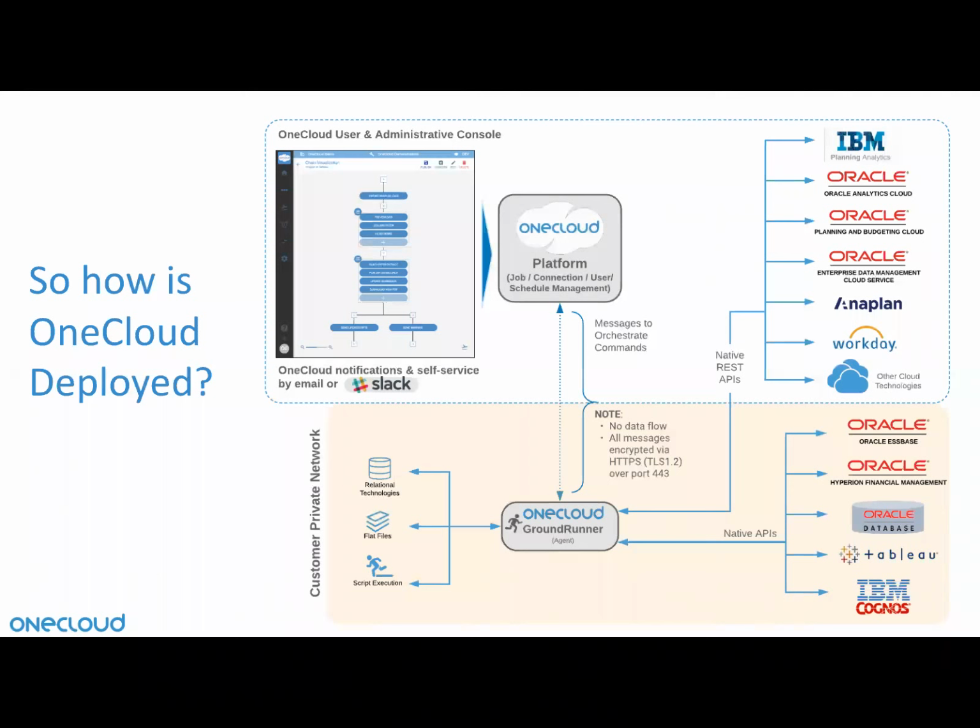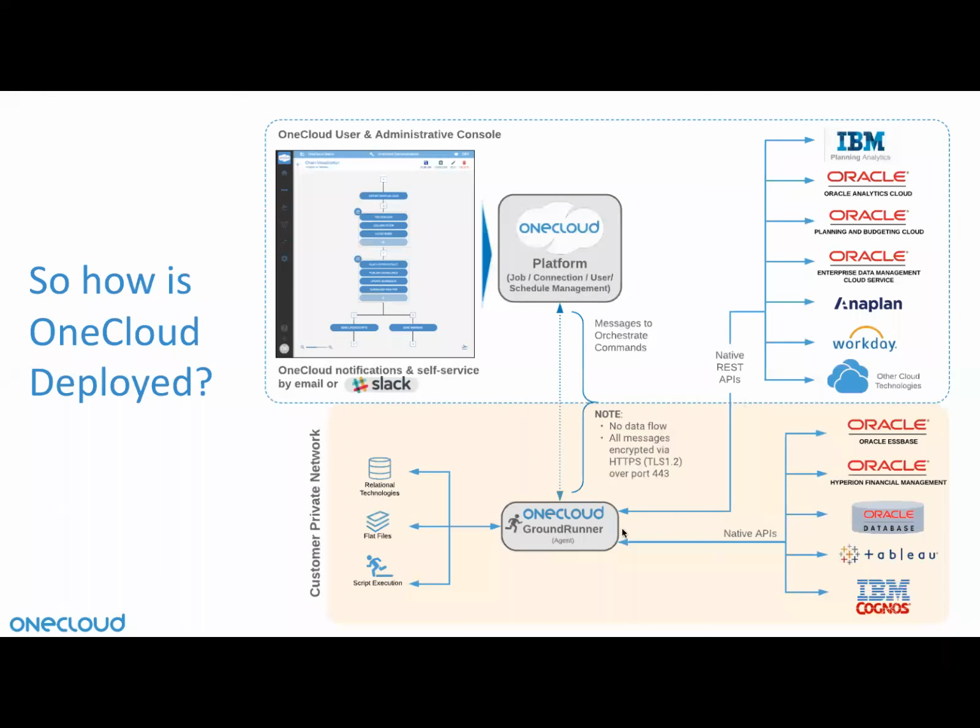Let's see. There was a question around migration. I think we've just covered that one. There's another one here: how do we install the ground runner on the PBCS EPBCS platform? We don't have access to the infrastructure. That's a good question. So Onecloud and the ground runner are interfacing with the published APIs of these cloud technologies. So specific to PBCS and EDMCS, you do not deploy any Onecloud technology on Oracle's platform. The ground runner actually interfaces directly with those technologies through the REST API.